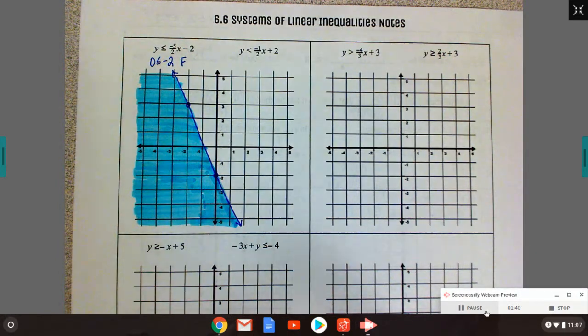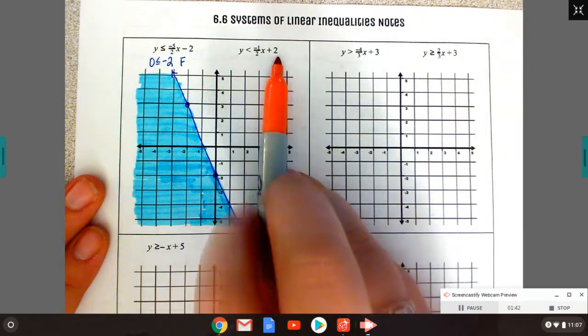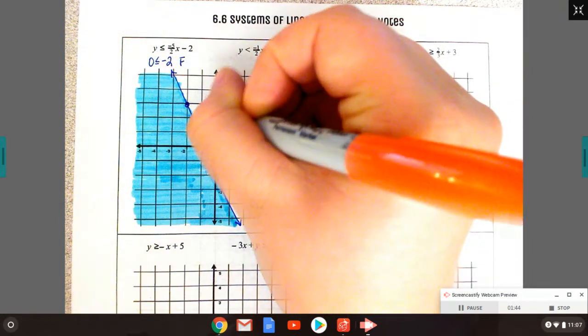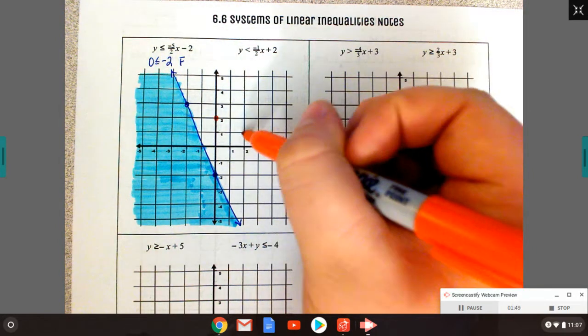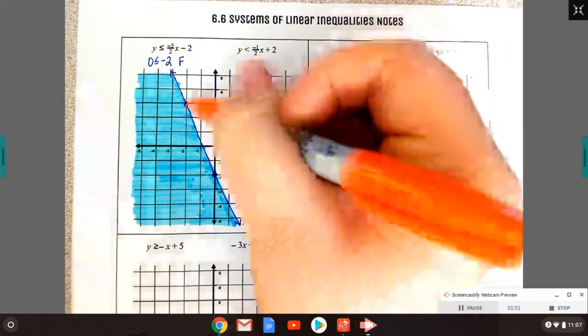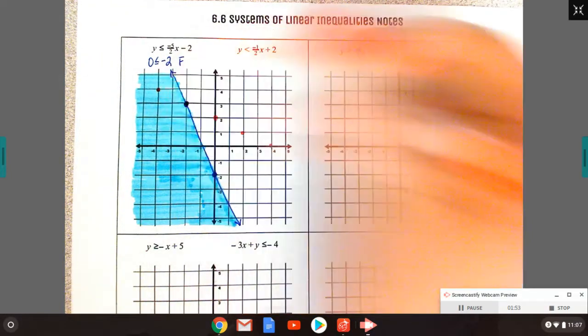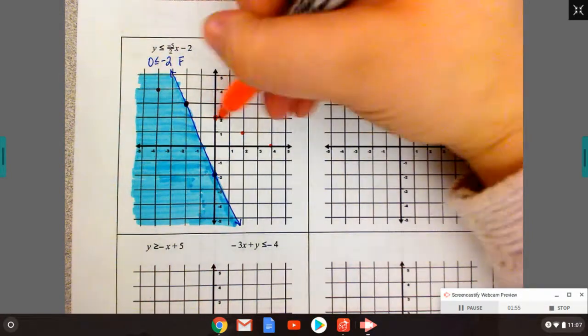All right, let's graph our next one. We've got an intercept at +2, and we've got a slope of -1/2, so down 1, right 2. And I can connect all these to make my line.